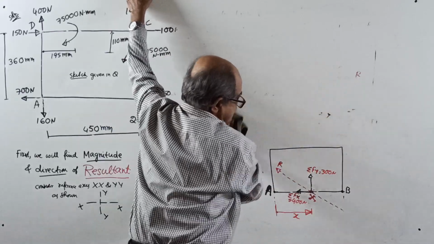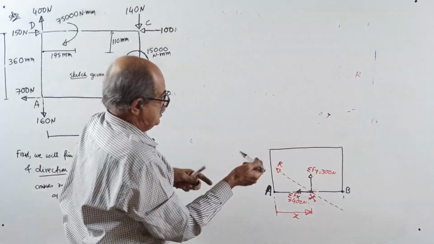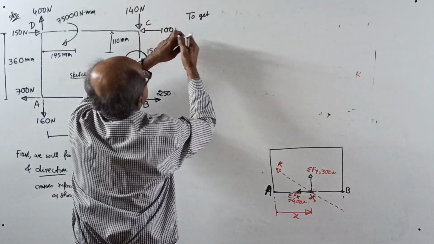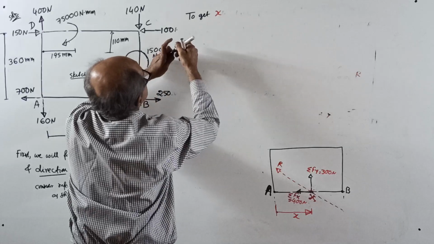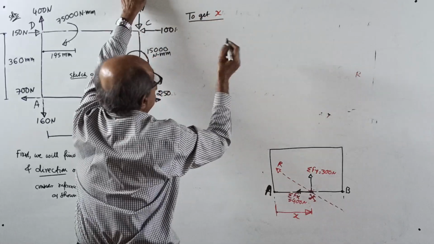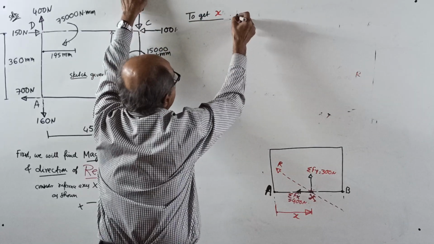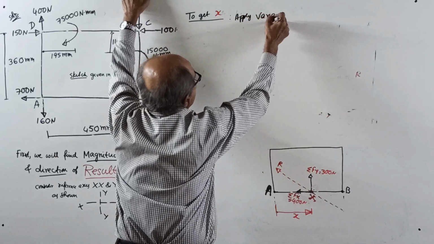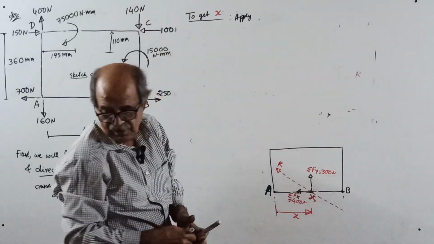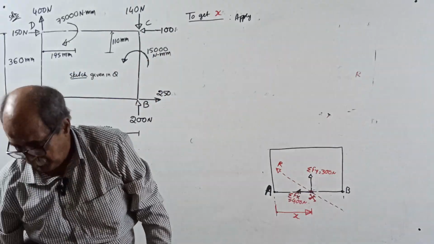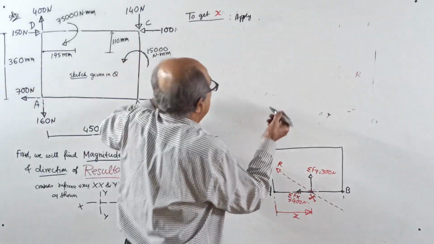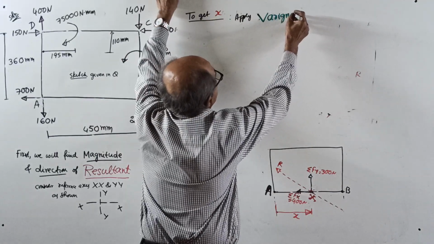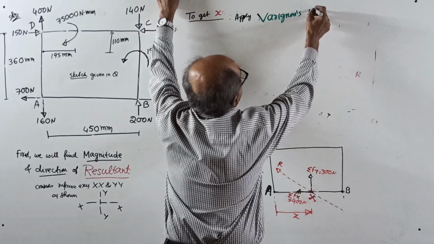Now you require x. See, to get that small x, what you do is apply Varignon's theorem. With respect to Varignon, first time you are applying color. Apply Varignon's theorem.